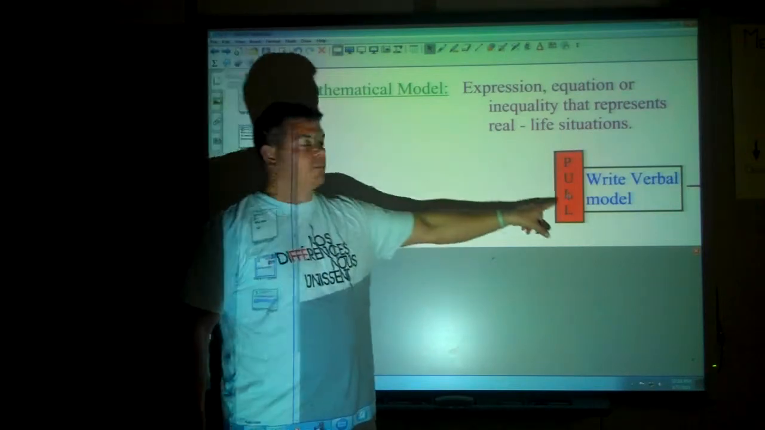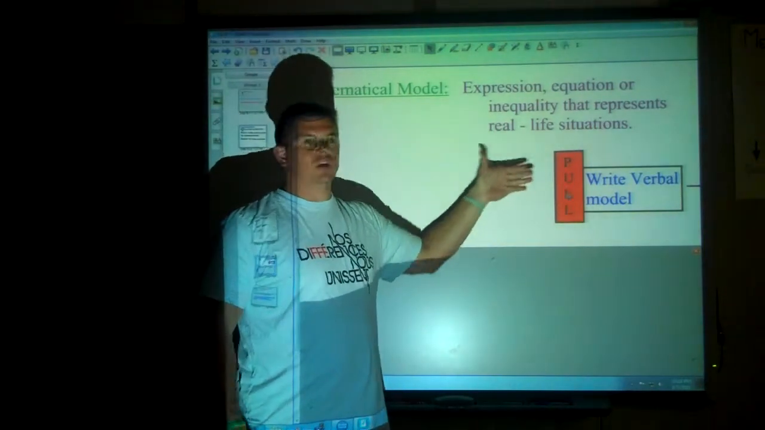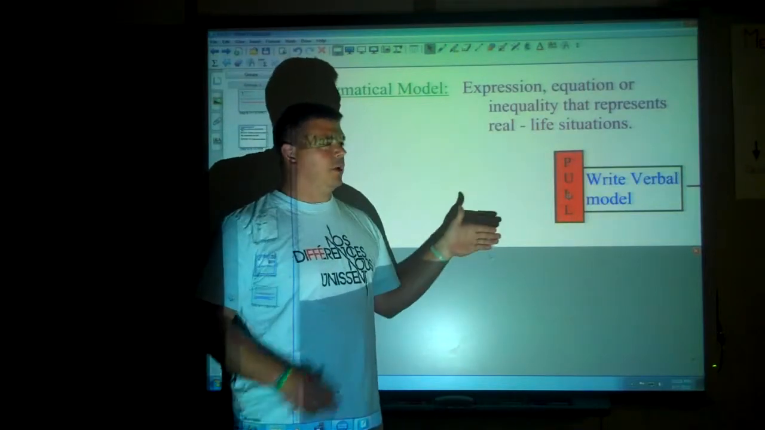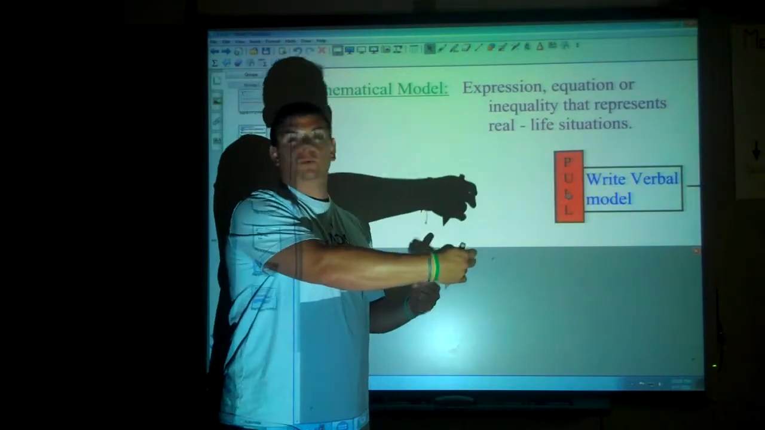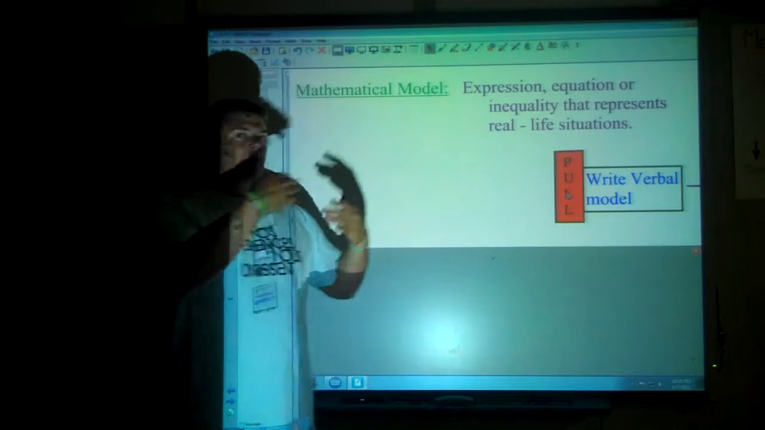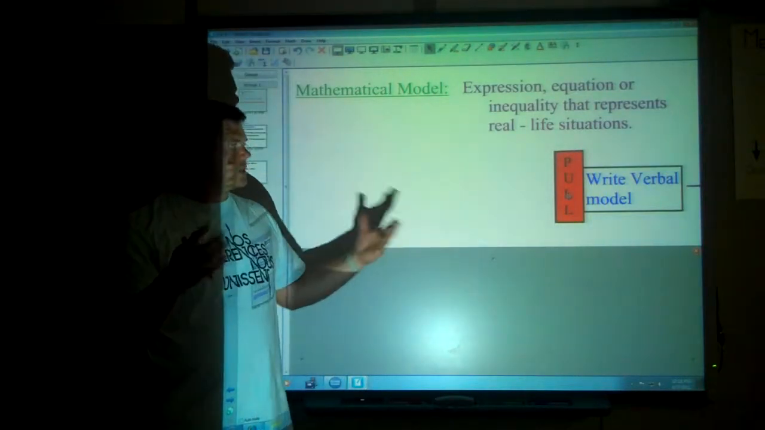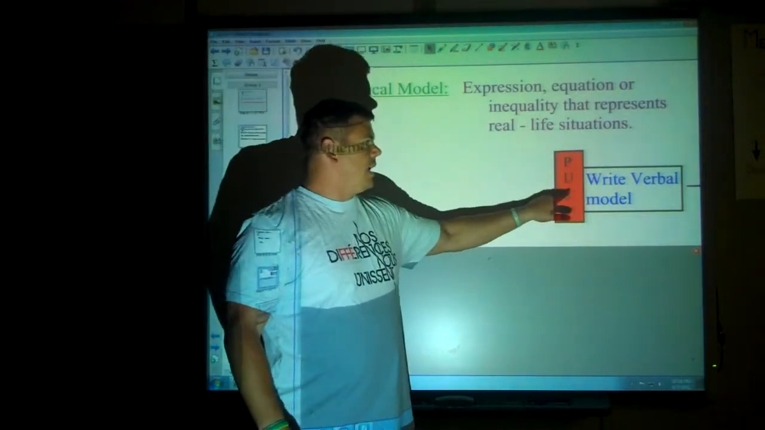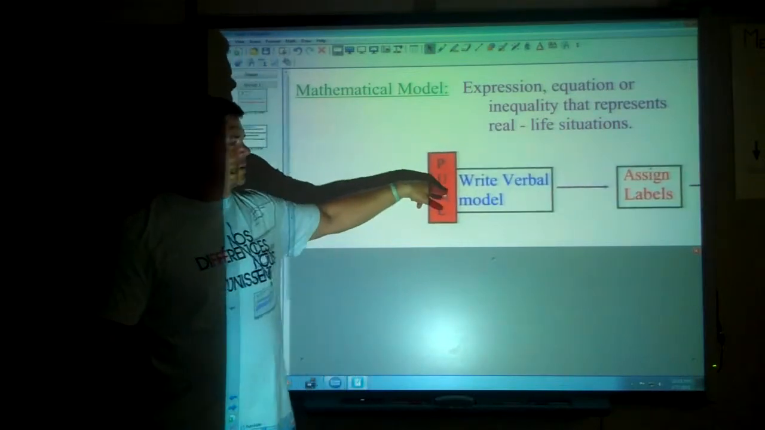And this sometimes takes a lot of practice. Maybe this isn't something that you get right off the bat. You might write the verbal model, start to work through the rest of the problem, and realize you made a small error, and then want to go back to your verbal model and make some adjustments. That's entirely possible. After your verbal model, you want to assign labels.